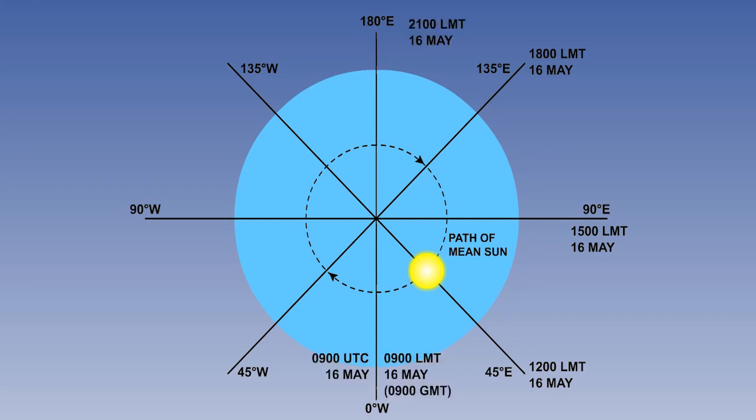Now let's look at the same situation, this time going westwards. The mean Sun will not be overhead for another 3 hours. It must be 0900 hours LMT. But as we said last lesson, the local mean time at Greenwich is the definition of Greenwich Mean Time. So the GMT is also 0900 hours. We now use UTC, which for all practical purposes is the same thing.